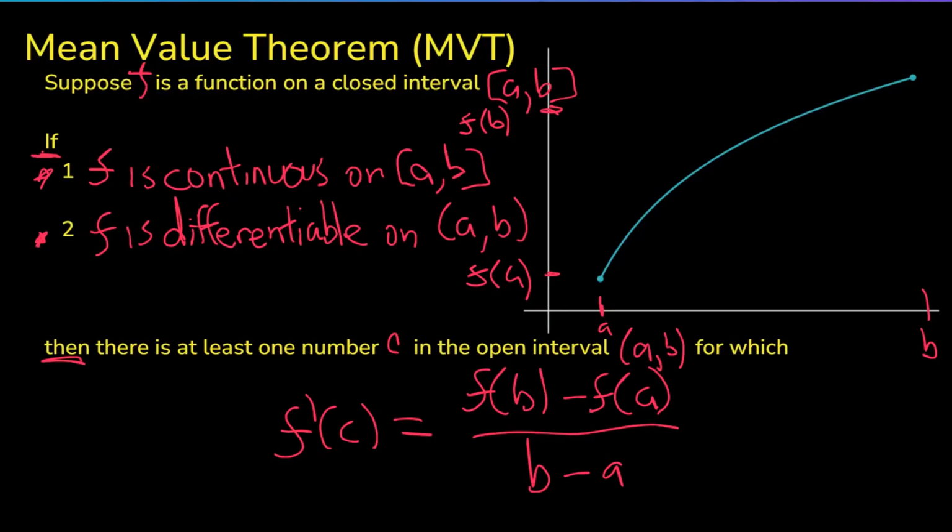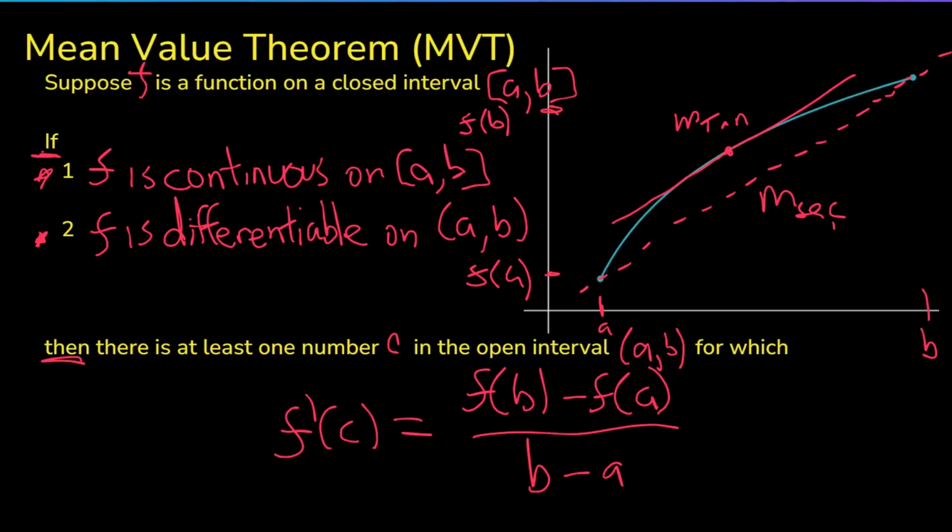What this means is that if a function is continuous on a closed interval and differentiable on an open interval, then there is at least one point in between those endpoints for which the tangent line is parallel to the secant line. In other words, if we drew the secant line right here that has a slope, call it m sub secant, then there's at least one value in between the endpoints, maybe like right there, for which the tangent line also has the same slope.